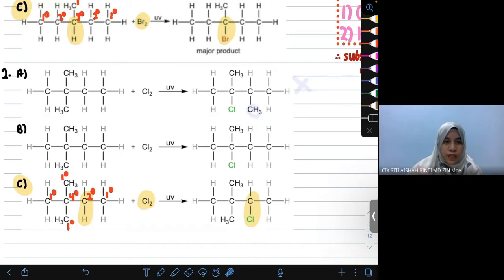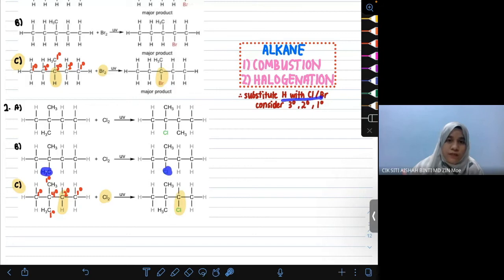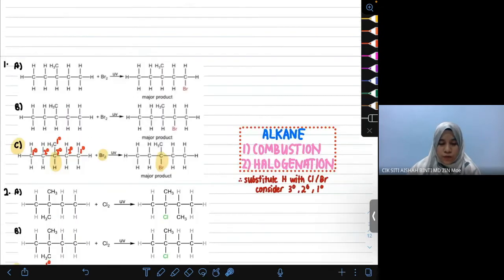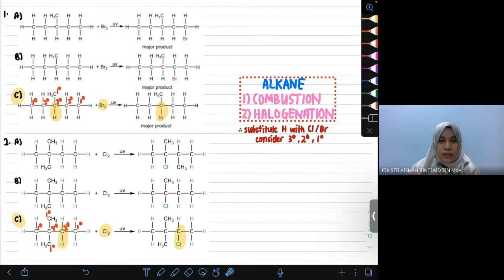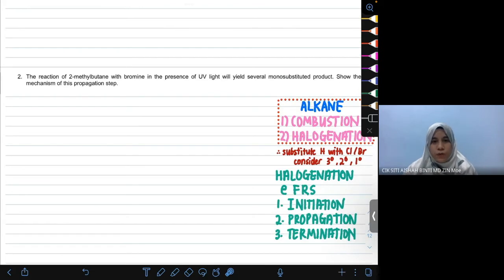Question B ni pun salah. Kenapa? Sebab why we cannot substitute CH3 ni with Cl? Actually, we substitute our hydrogen. The case here is actually we substitute our hydrogen with our chlorine ataupun bromine. Okay. Ni extra question lah for the free radical substitution. Okay. Next, kita akan tengok for question number 2.